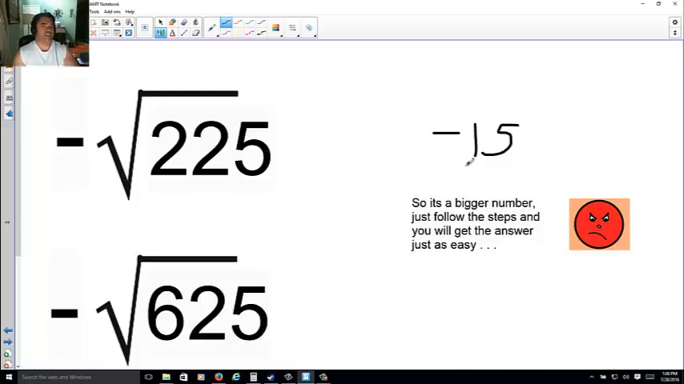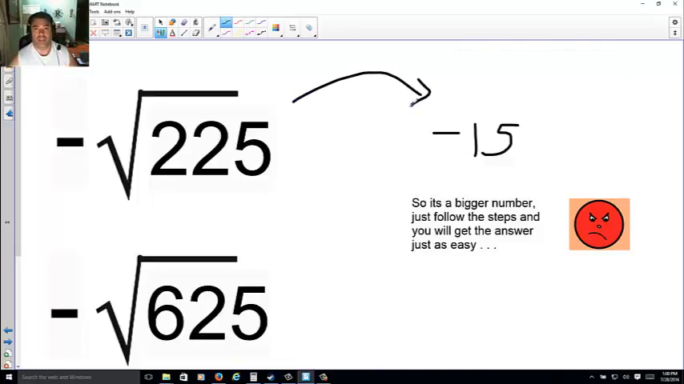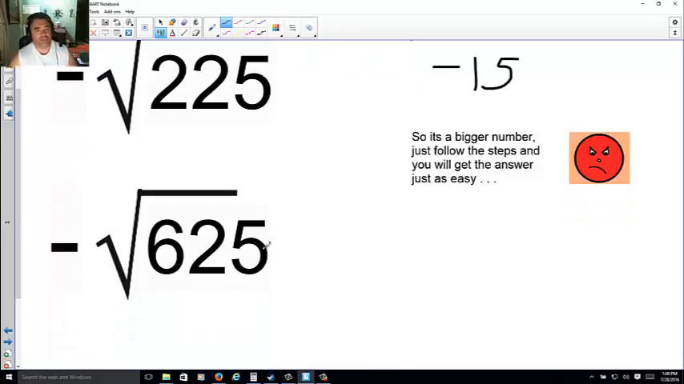Or the other way is saying what negative number times another negative number would make positive 225, and that also gets you to -15. Now 625, you might have to play with your calculator, or you might know it's 25. Negative makes it a negative, or simply -25 times another -25 would make that positive 625. So no matter how you look at it, you're going to get -25.